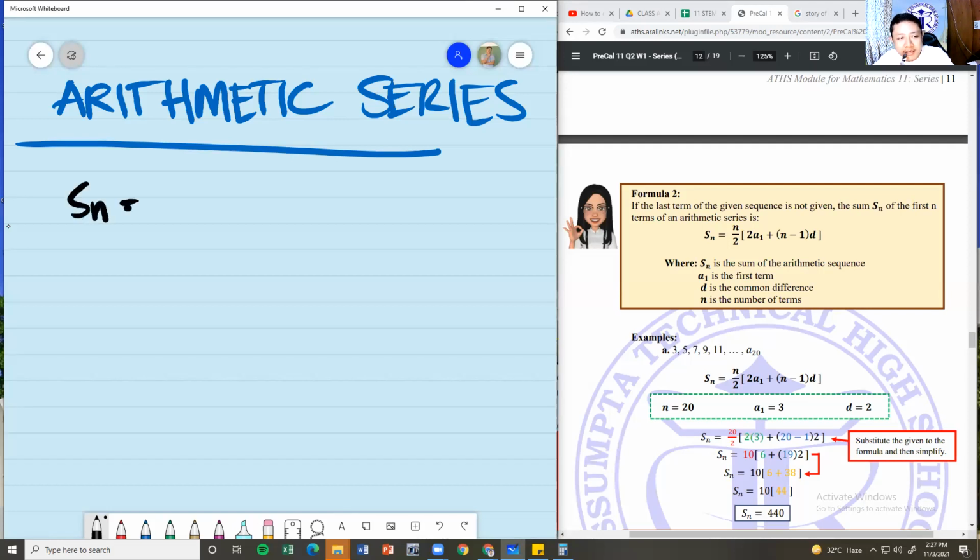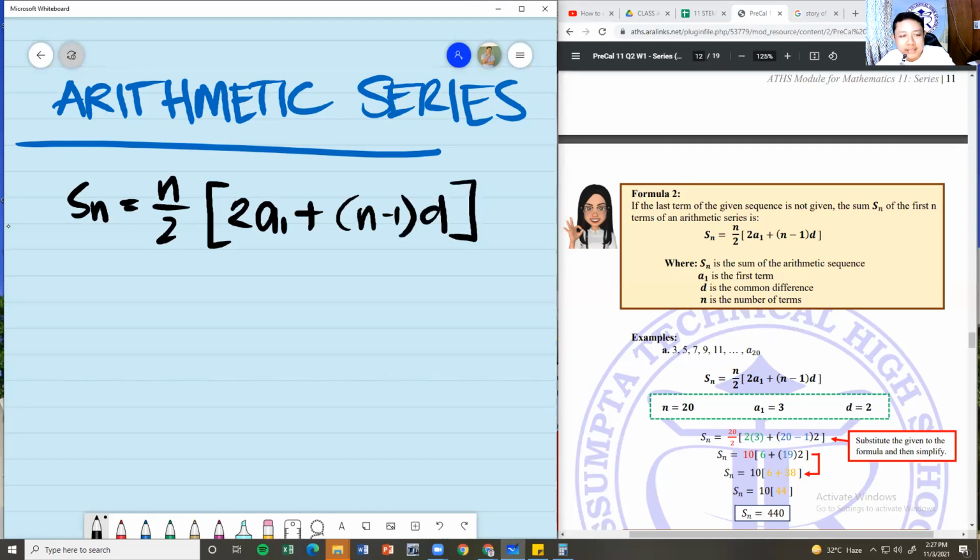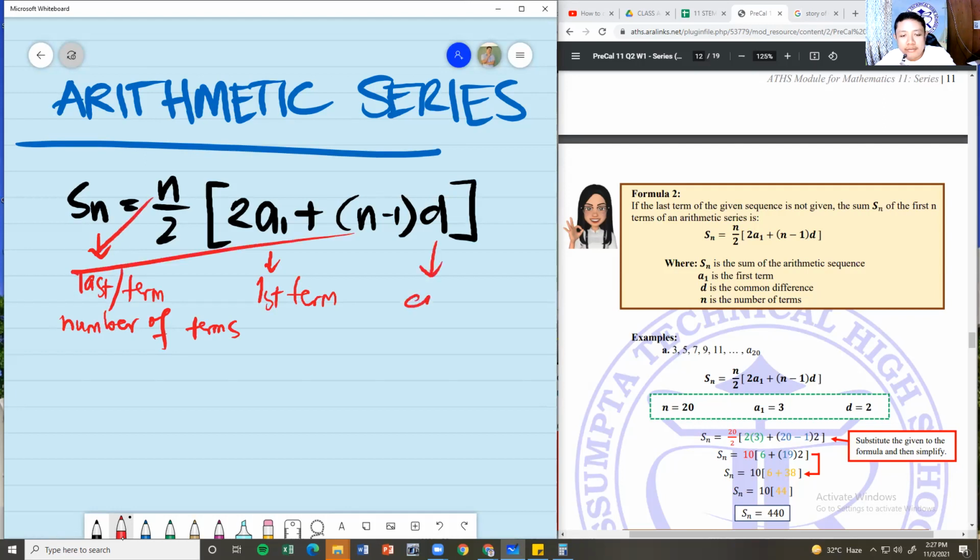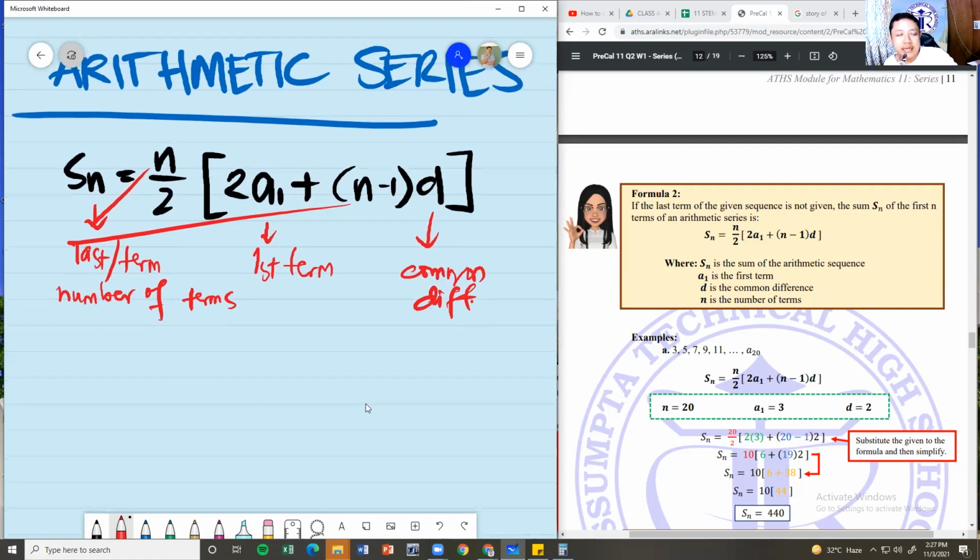So S sub n is equal to n over 2 times 2 times a sub 1 plus n minus 1 times d. Okay? What are these terms for? n means the number of terms. A sub 1, of course, is the first term. And you know that already. And then d is the common difference. Okay, that's it.